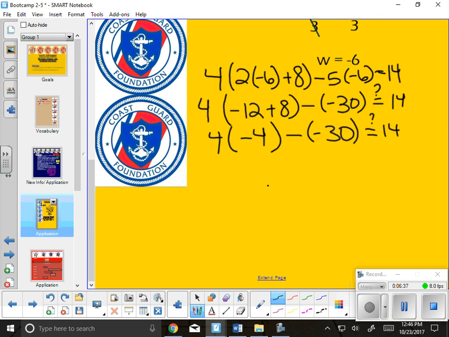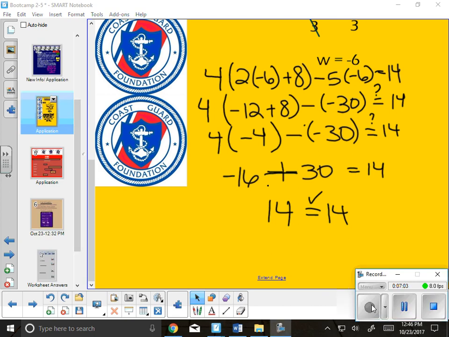So then, remember, we have to go from left to right, so we're going to multiply. We're going to get 4 times negative 4, which will give us negative 16, minus a negative 30. And remember, when you're subtracting a negative, it means that you're adding. So negative 16 plus 30 does indeed give us 14, and 14 equals 14.